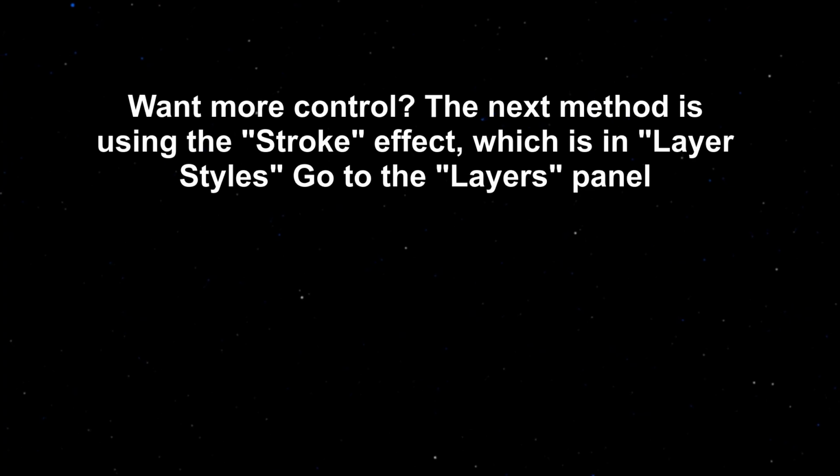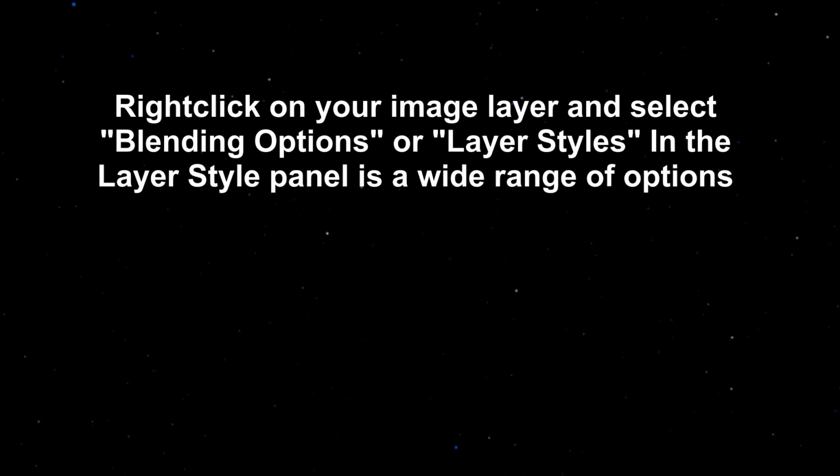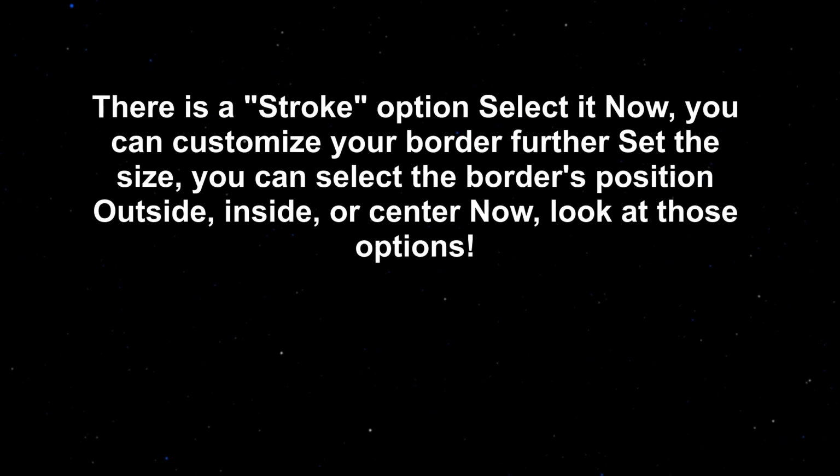Want more control? The next method is using the Stroke effect, which is in Layer Styles. Go to the Layers panel. Right-click on your image layer and select Blending Options or Layer Styles. In the Layer Style panel is a wide range of options. There is a Stroke option. Select it now. You can customize your border further.